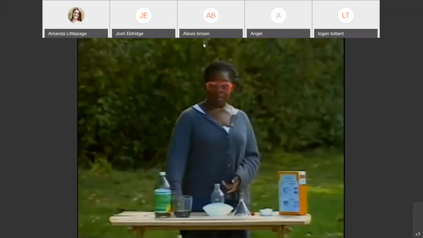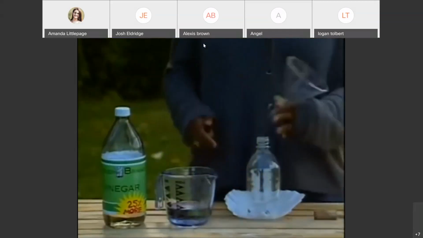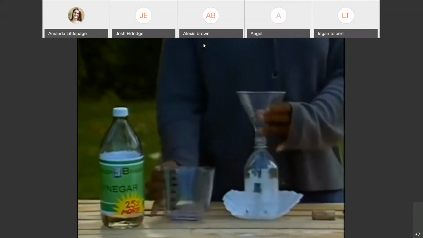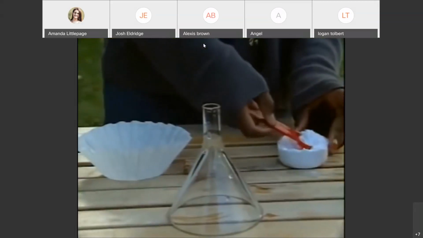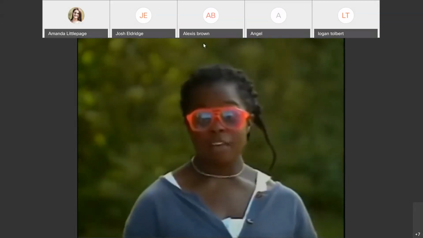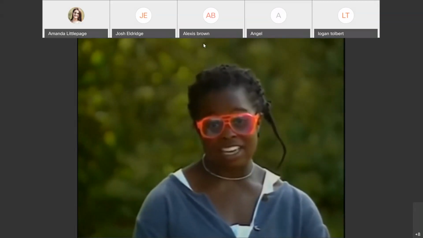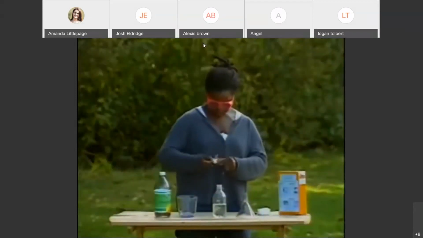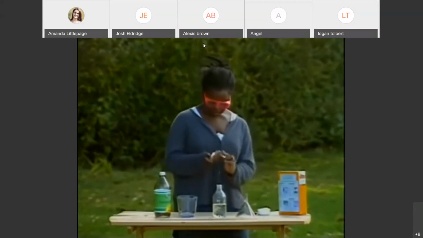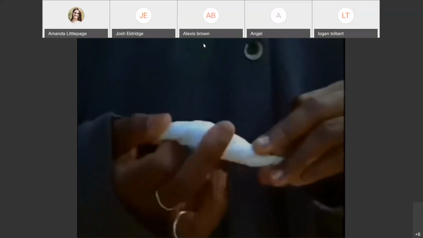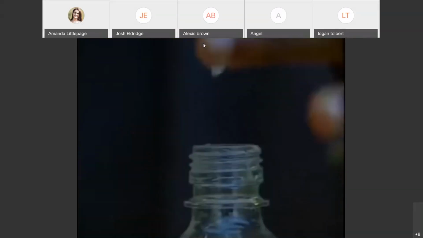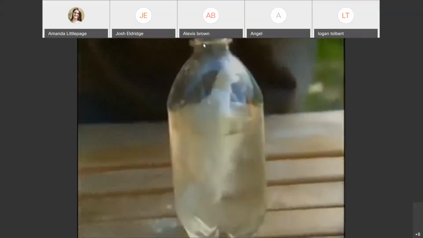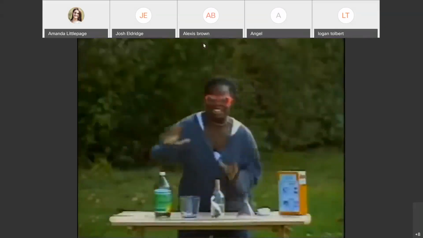Just add a half a cup of vinegar to a half a cup of water. Then put a teaspoon of baking soda onto a coffee filter. Then roll the coffee filter up and twist the ends really tight. Now put the coffee filter in the bottom of the bottle. Put the cork on as tightly as you can and hit the dirt.